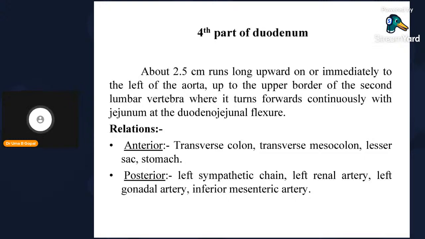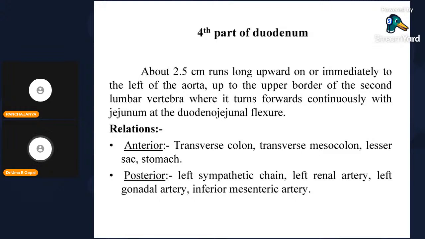Fourth part of the duodenum, about 2.5 centimeters, runs upwards immediately to the left of the aorta, up to the upper border of the second lumbar vertebra, where it turns forward, is continuous with the jejunum and forms the duodenojejunal flexure. So it occurs at the level of the lumbar 2 vertebra on the left side. The length of the fourth part is 2.5 centimeters or 1 inch.